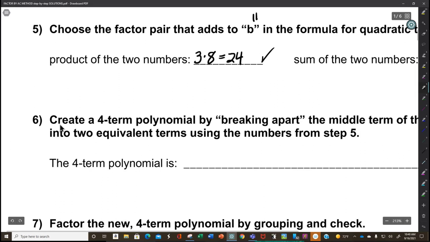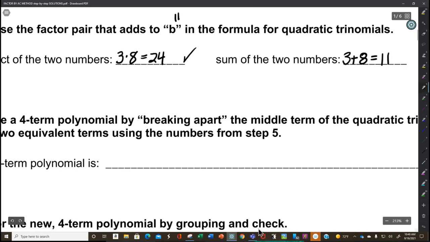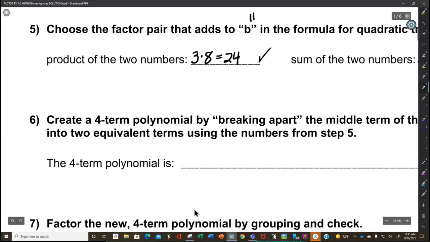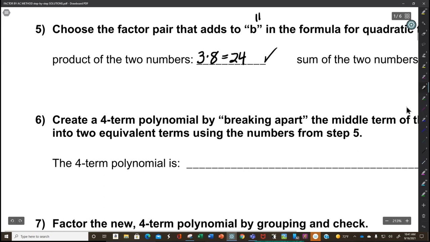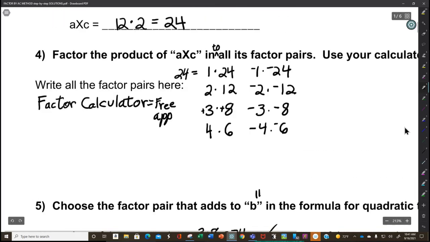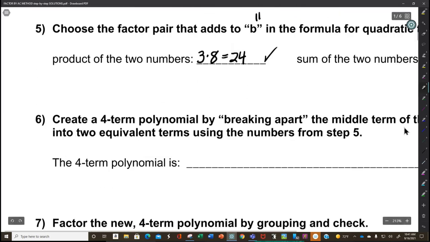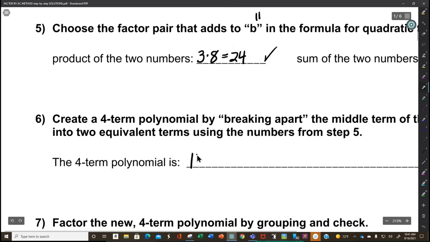Now create, here's the big difference, step six. Create a four-term polynomial by breaking apart the middle term of the quadratic trinomial into two equivalent terms using the numbers from step five. I'll show you what that means. We start out with a three-term polynomial. It is 12x squared plus 11x plus 2. 12x squared, I'm going to give myself some extra room here, plus 11x plus 2.